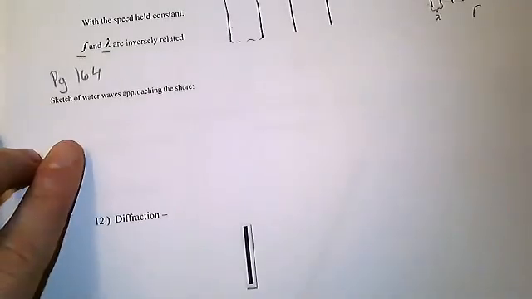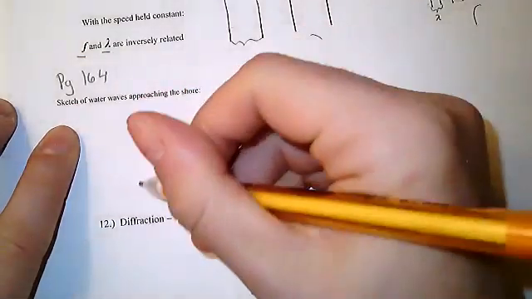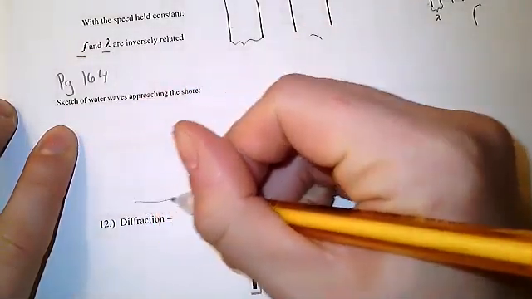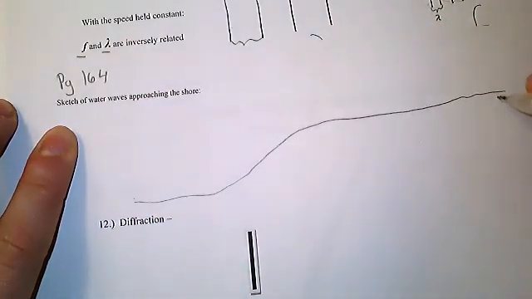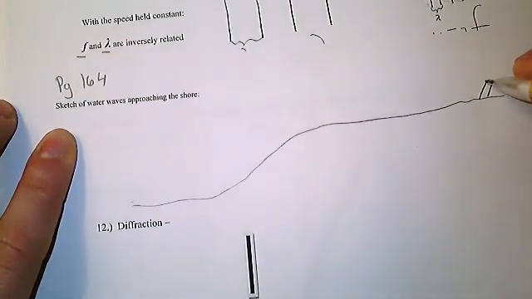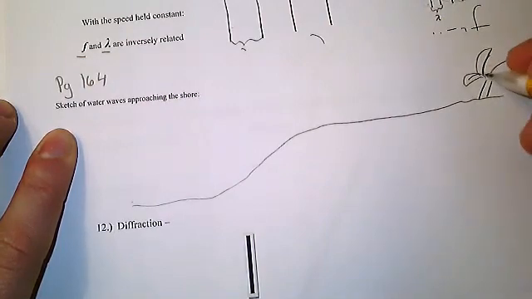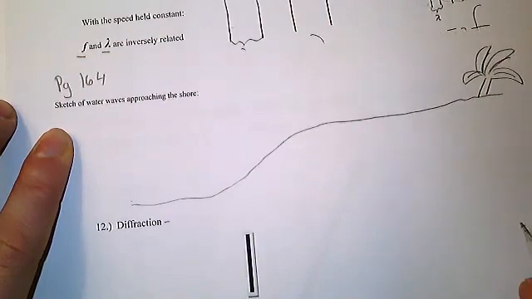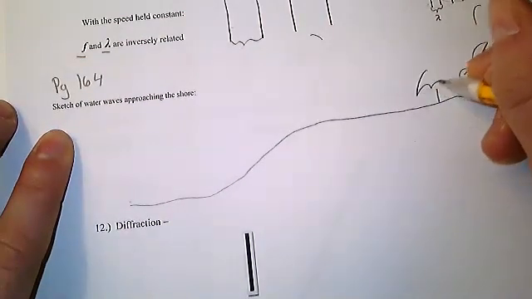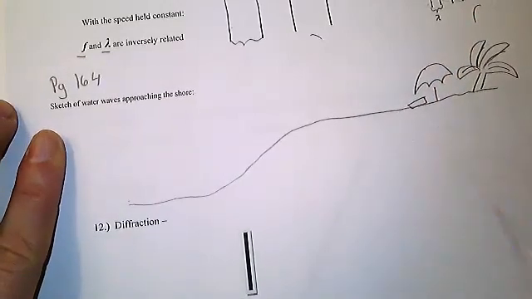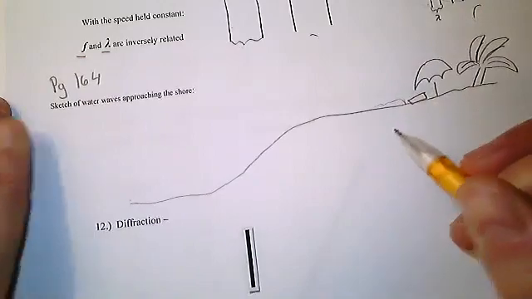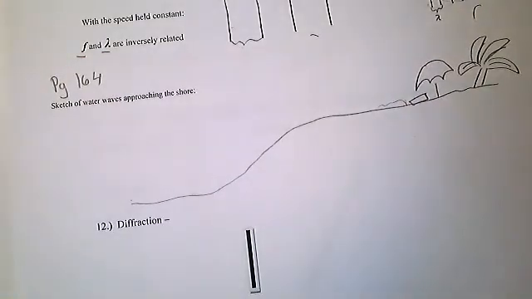Okay. Now, before we get to number 11, I want to jump to page 164. I think this is going to help us understand this. Let's think about a wave approaching a shore. Here is kind of the beach. Here's a little palm tree. That's what a palm tree definitely looks like. And here's an umbrella. There's a little towel, and we've got this nice sandy beach. And here's the water.